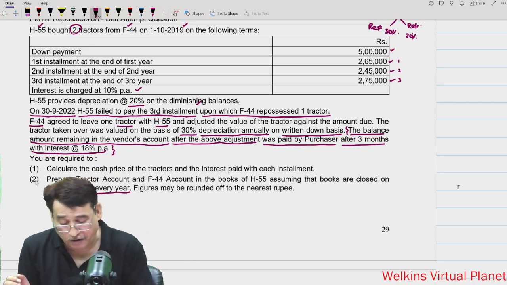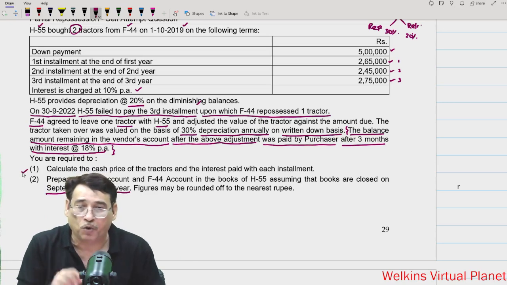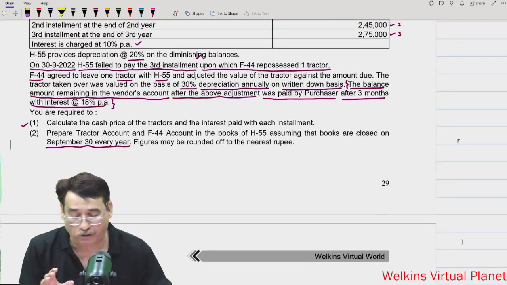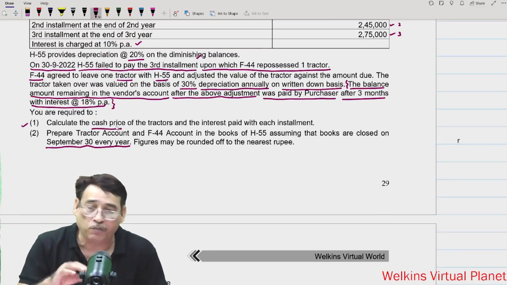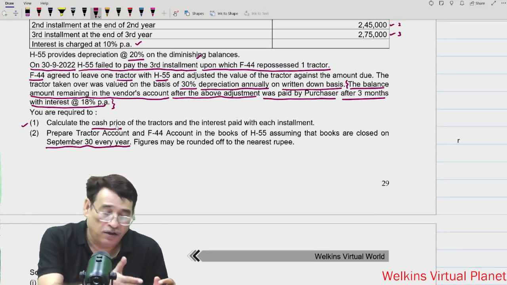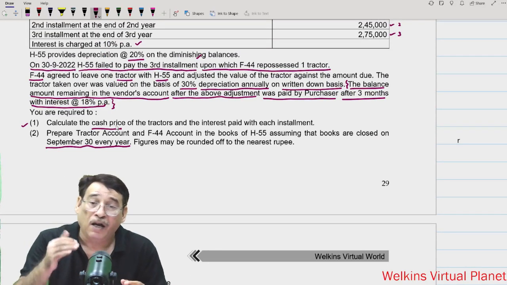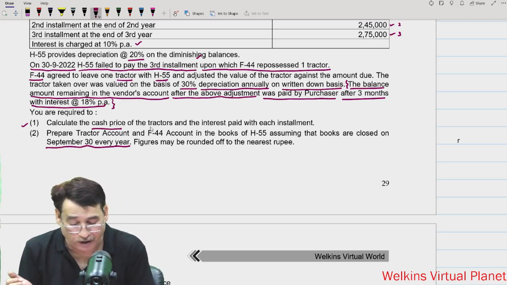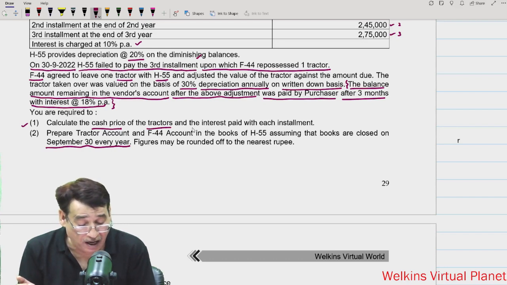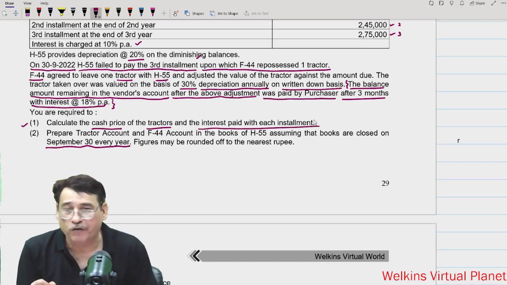Correct. Now, what is the demand of the question? Whenever you attempt a question in the examination, it is very important to go through the demand of the question. That is also very important. Calculate the cash price. Now, in this particular question, you must have noticed that the down payment is given, installments are given, that means the hire purchase price is given. The rate of interest is also given. However, the cash price was not given. So you have to find out the cash price of the tractors and the interest paid with each installment. This is the first thing which we are supposed to do.